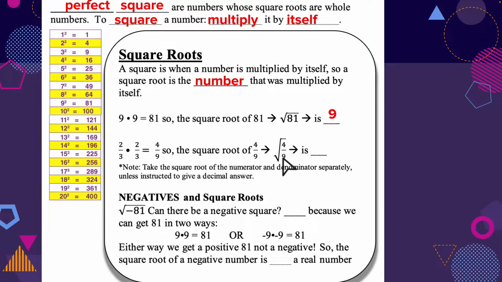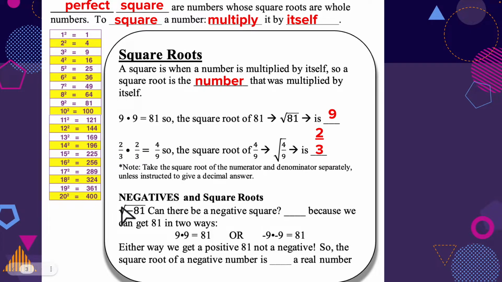Take the square root of the numerator and the denominator separately, unless you're very specifically instructed to give a decimal answer. So square root of 4, I can come back up here and go, it's 2. Square root of 9, that's 3. So it's going to be 2/3. And I know that was right here, so we could kind of see that at the beginning.